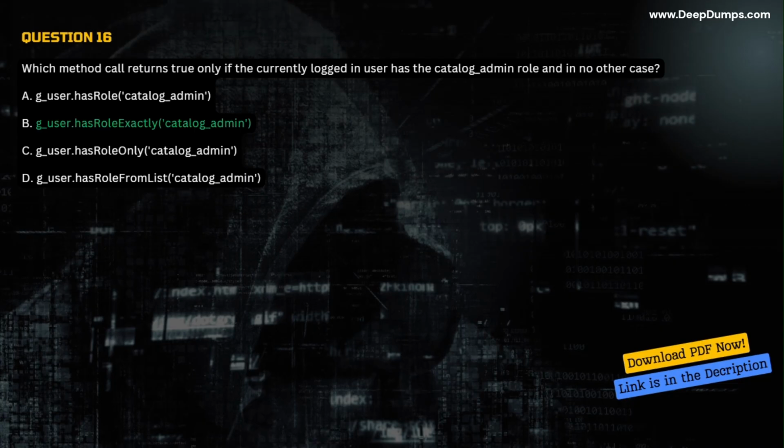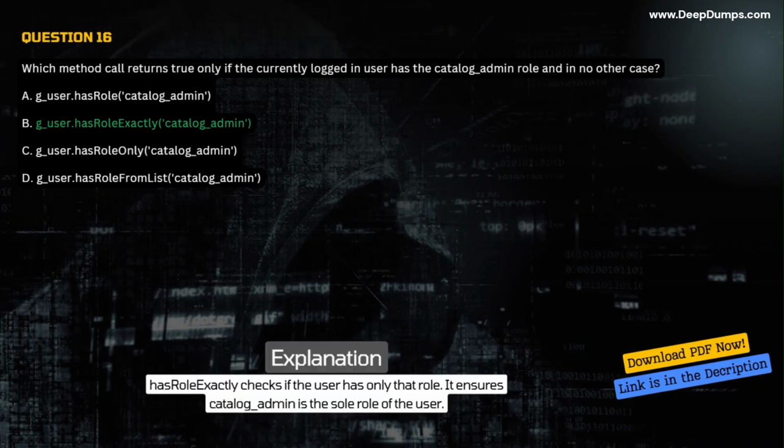Correct answer B. g_user.hasRoleExactly, catalog_admin. Explanation: hasRoleExactly checks if the user has only that role. It ensures catalog_admin is the sole role of the user.